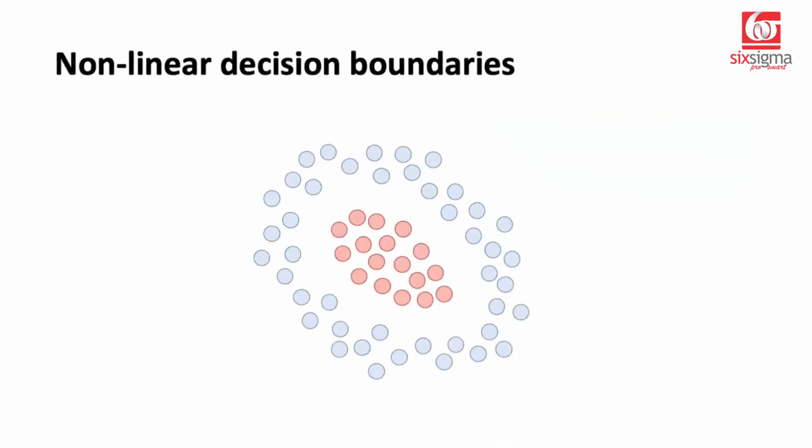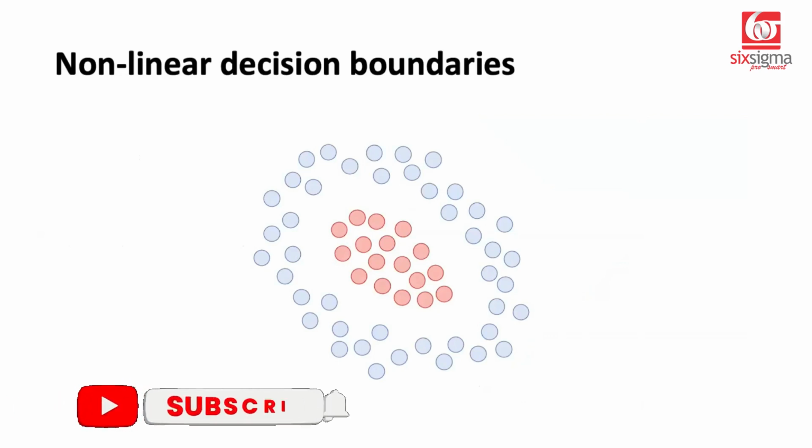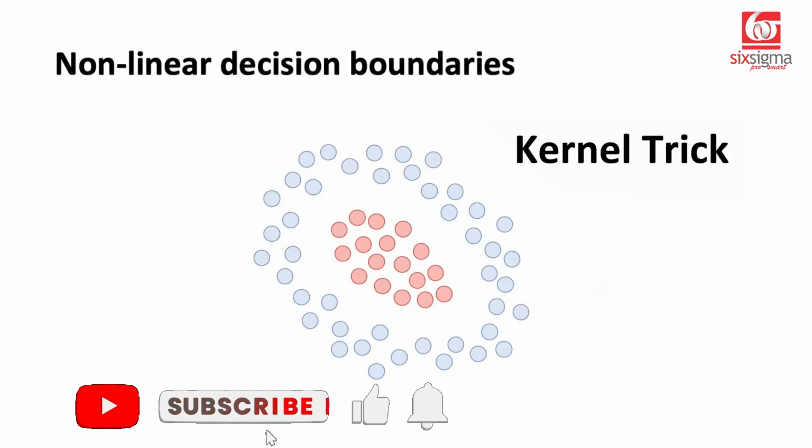So support vector machines were originally introduced in the 1960s. But a major breakthrough came to support vector machines in the year 1992. And that was when they started using non-linear decision boundaries by relying on a very smart trick known as the kernel trick. We'll talk about that now.